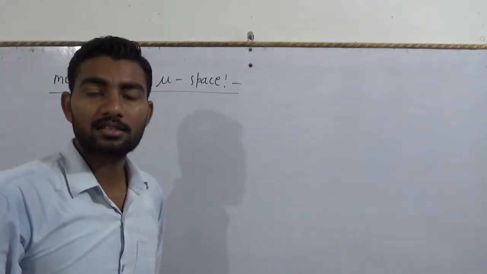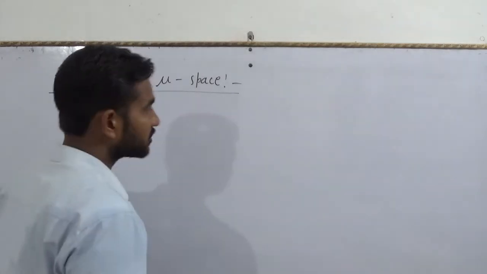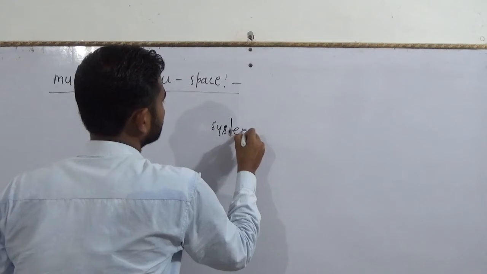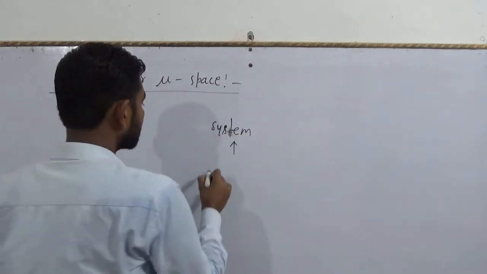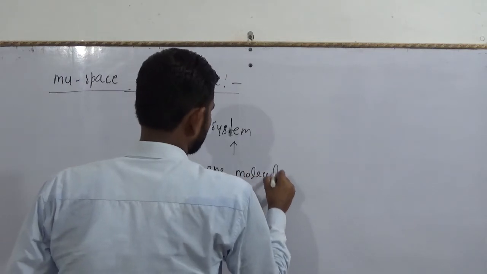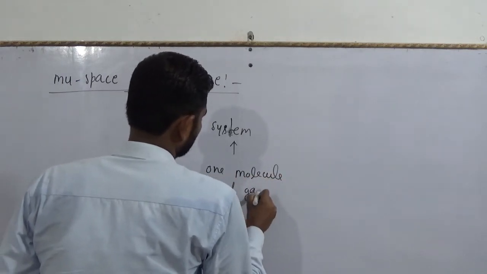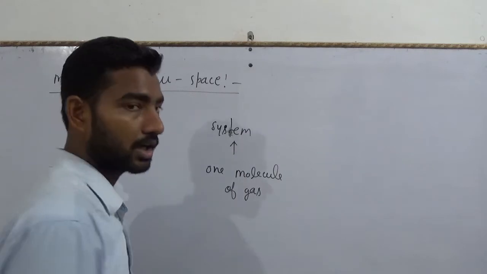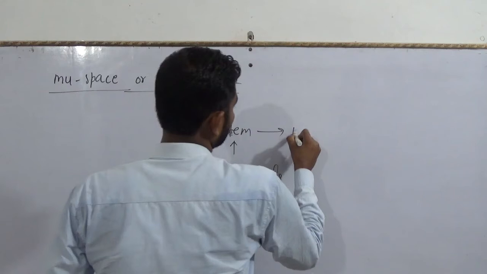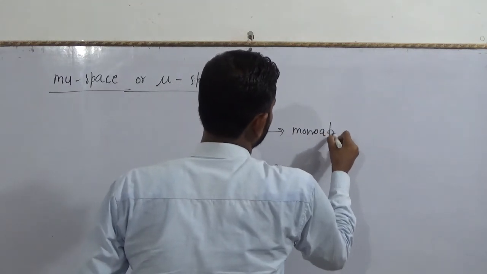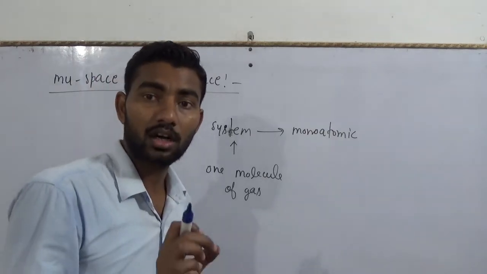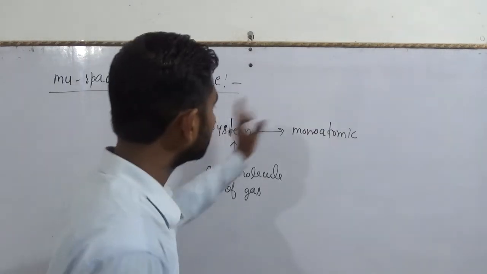To complete the realization of mu space, here we are assuming a system, and this system consists of one molecule of gas, and also we are assuming this system is monoatomic. It is all our imagination about this system.